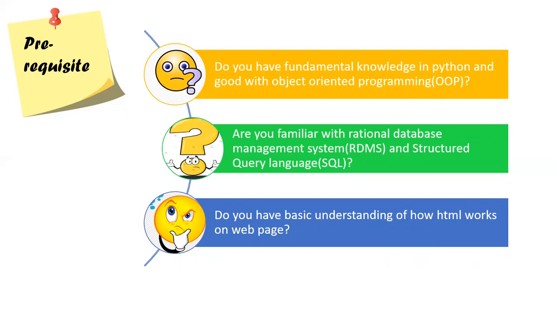This is the main thing to start learning Django, and the other things are good to have. Second, do you have knowledge of relational database management systems, which is like a database for storing data in a structure like table data? There are MySQL, MS SQL, PostgreSQL, SQLite, and many other RDBMS database management systems available.